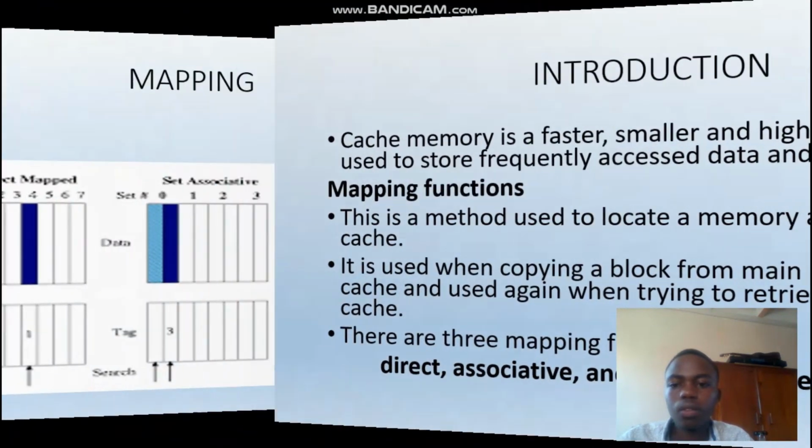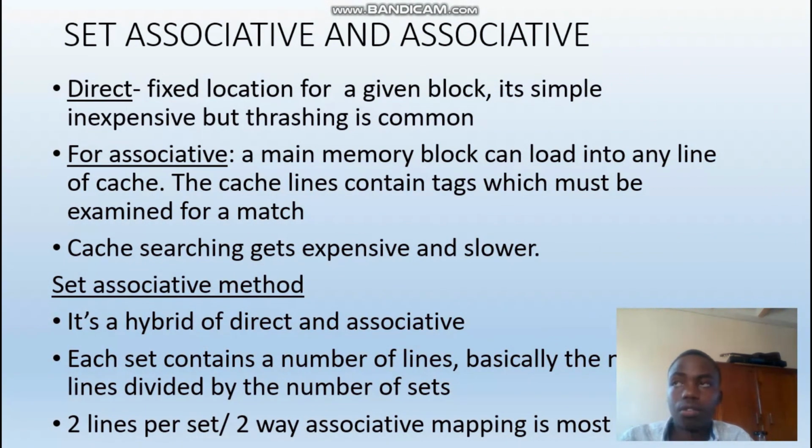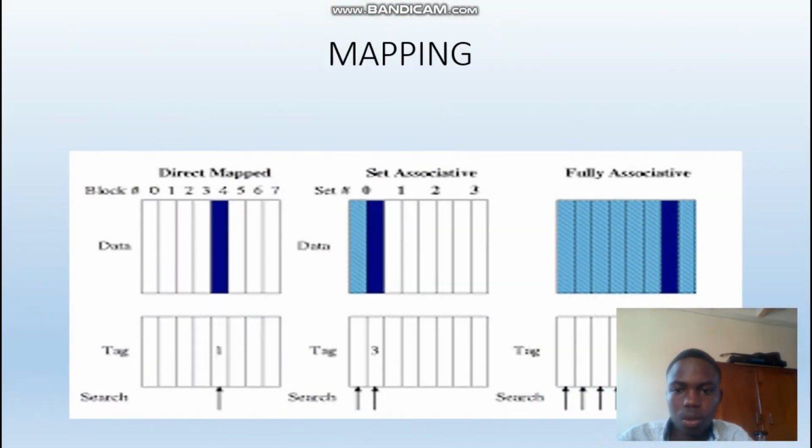For the associative method, a main memory block can load into any line of cache, and the cache lines contain tags which must be examined for a match. Then set associative is a hybrid of the direct and associative methods, whereby they are combined to get their advantages while minimizing the disadvantages. Looking at the direct method, if one wants to access data from the cache memory, we have to check for a given address so that we can identify the data.